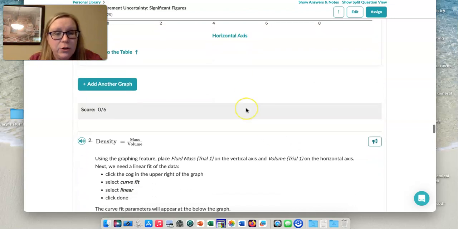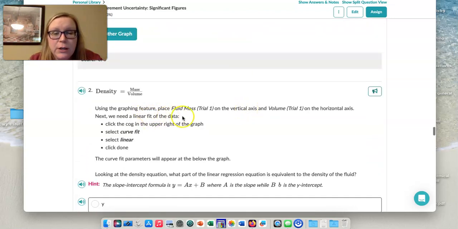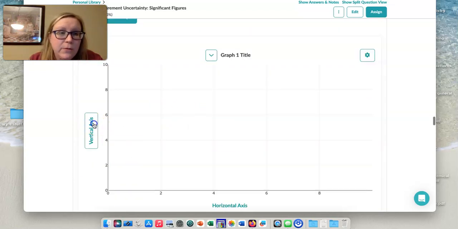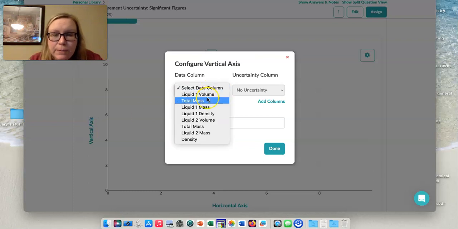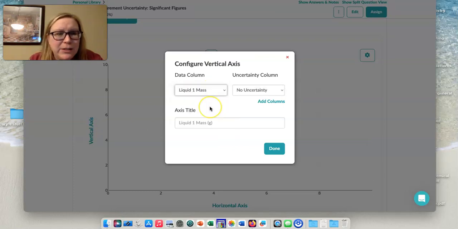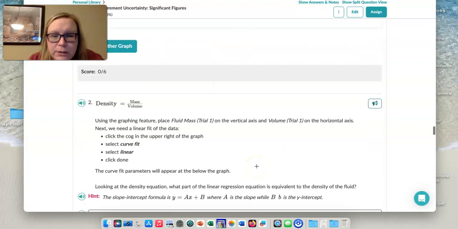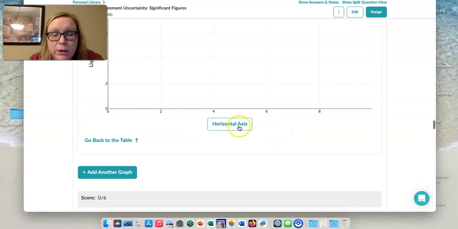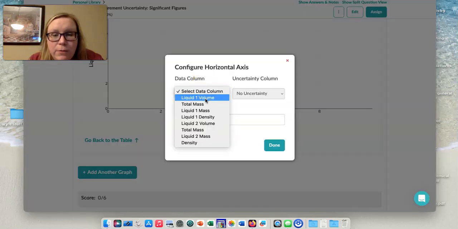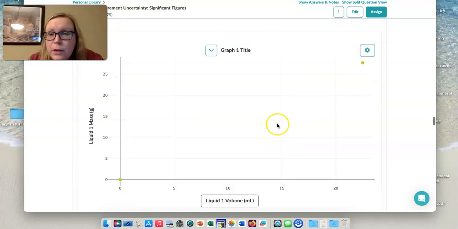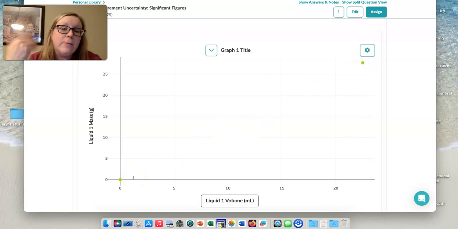There'll be a graph, and it says, using the graphing feature, place fluid 1 mass on the vertical axis. So we come up here to the vertical axis, and we choose liquid one mass. I used liquid one when I made the table. Then on the horizontal axis, we're going to put the volume. So this is all for liquid one volume. And what we're going to see here is 2 points. Now you're going to have 5 points, because you're going to do all 5. I only did the first 2.